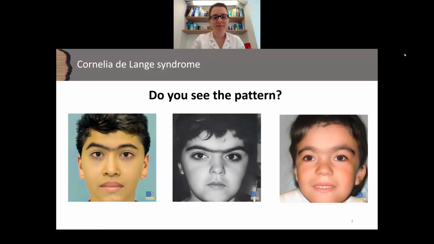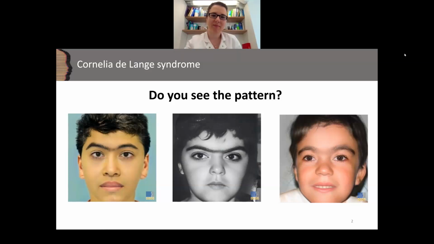These are three patients with the syndrome called Cornelia de Lange syndrome. I believe you may already see some patterns presenting in their faces. Maybe I will wait for 5 seconds. Originally, if this were an in-person meeting, I would say that if someone knows the answer, I will give him or her the Haribo from our city.